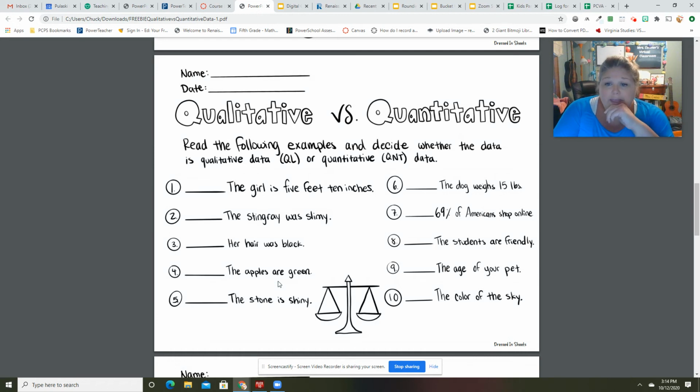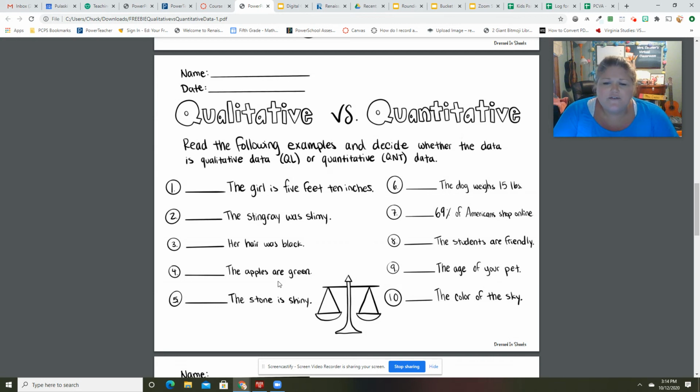Number 4, the apples are green. Again, talking about color. So what you're seeing. So that would be qualitative. Number 5, the stone is shiny. And again, that's talking about look. So that would be qualitative. Number 6, the dog weighs 15 pounds. 15 pounds, you're weighing it. And I see a number, so that is quantitative. Number 7, 69% of Americans shop online. There's a number there. It's a percentage, so that is quantitative.